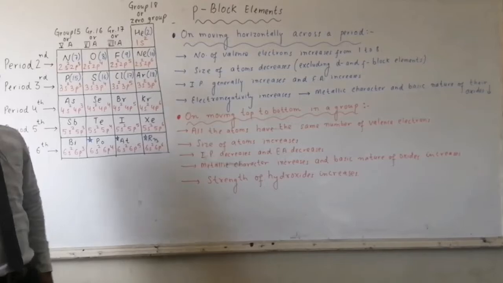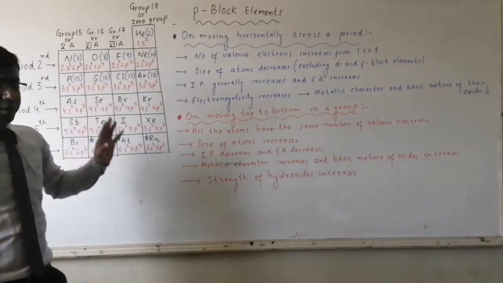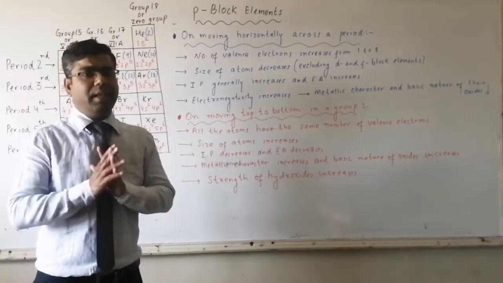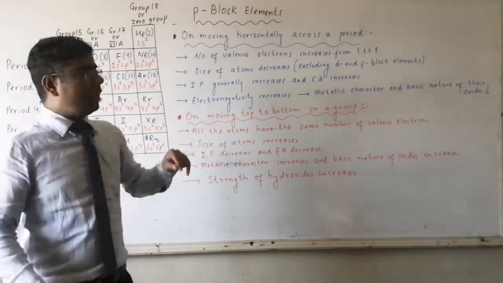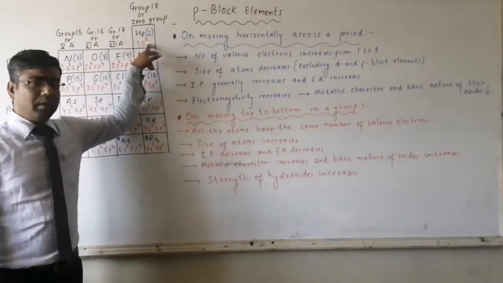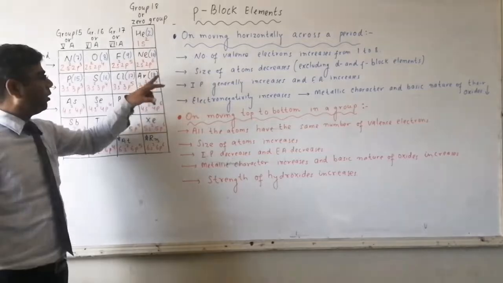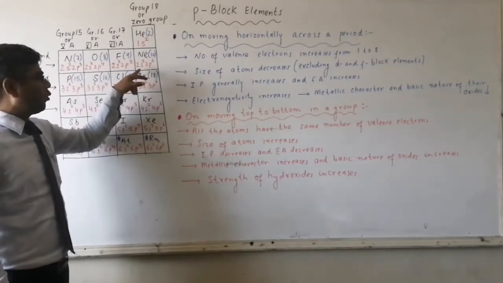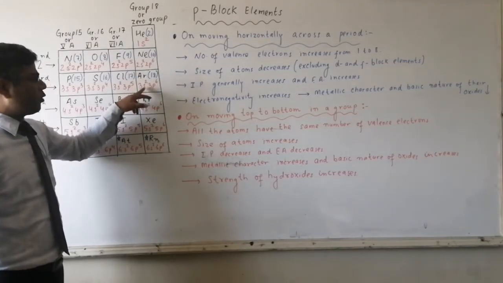Then move to last one, group number 18. General configuration is ns2 np6. Helium is an exception. Helium will be having configuration 1s2. Neon outermost configuration will be 2s2 2p6. For argon it will be 3s2 3p6.